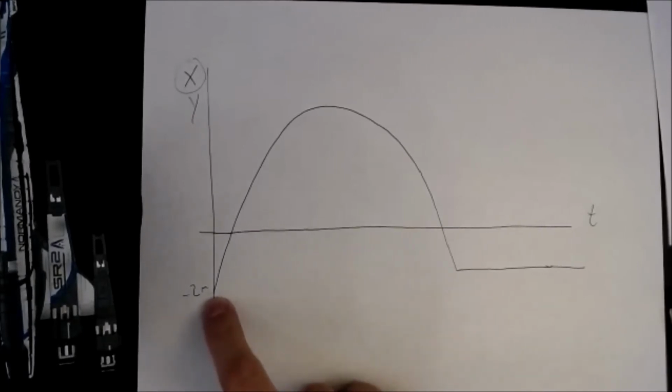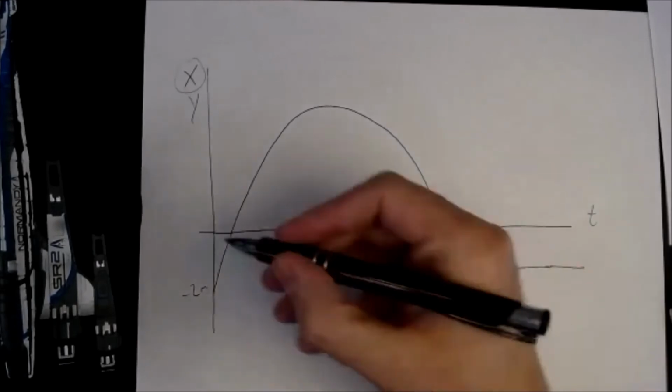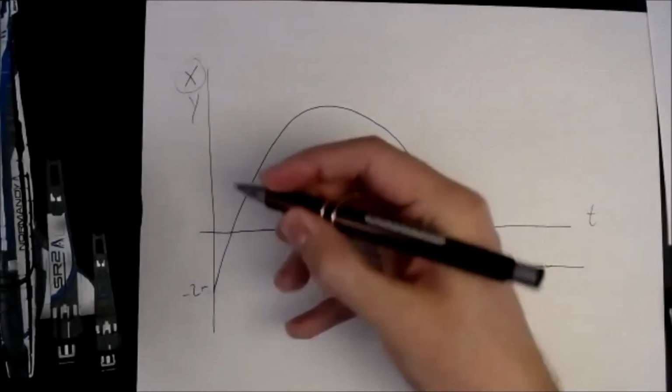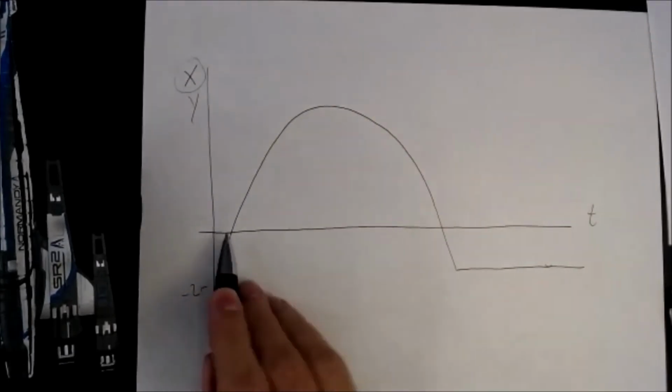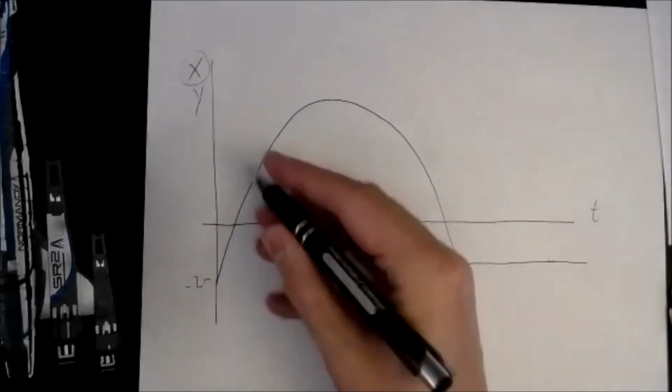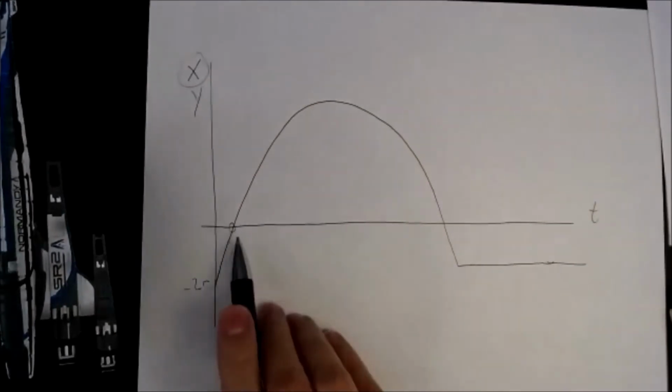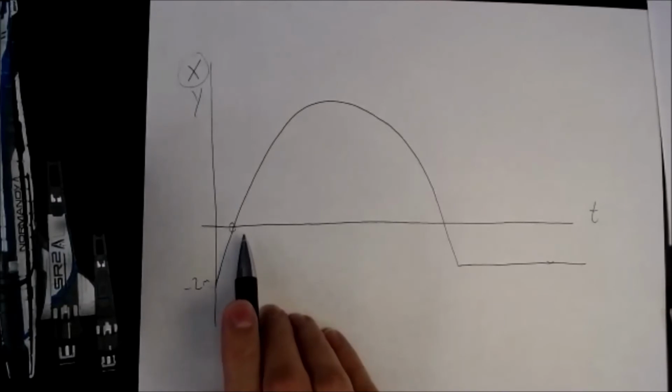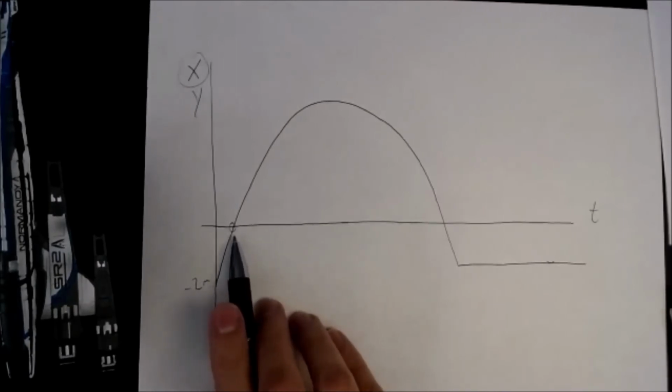Something starting off on the floor. Well, as time increases, eventually it comes to the same level as the table. When it gets to x equals 0, then that's the same level as the table.